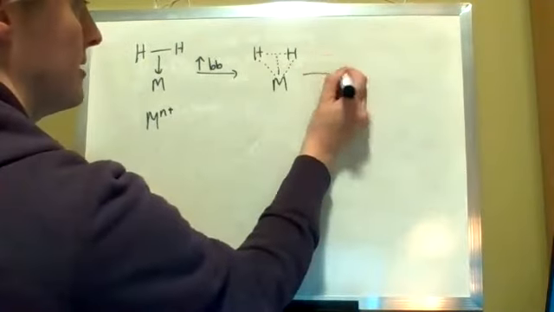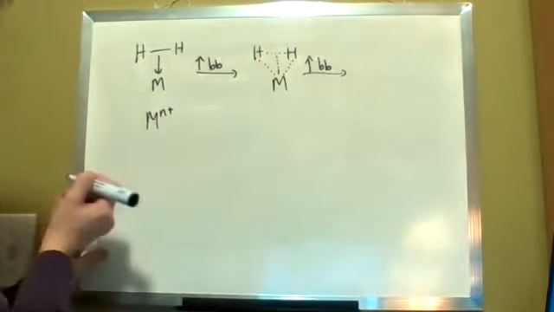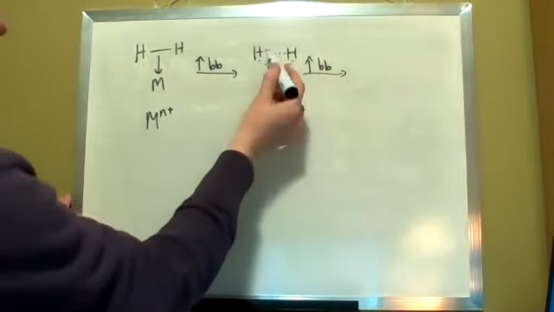And then if you increase the back bonding again, eventually you're going to get to the state where you've actually broken that bond and created 2 new bonds.